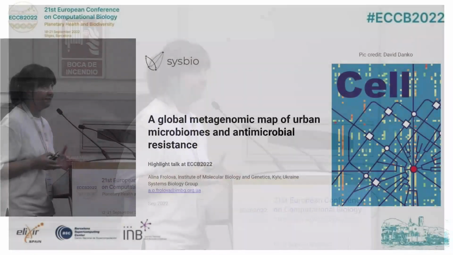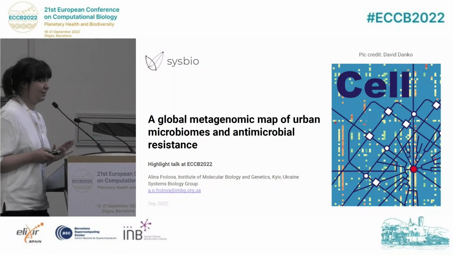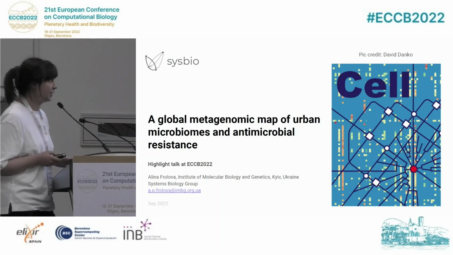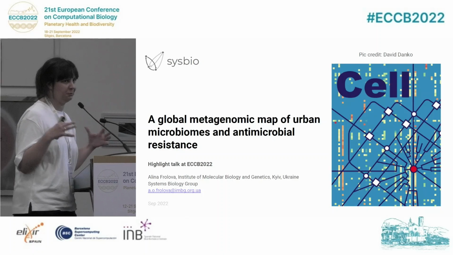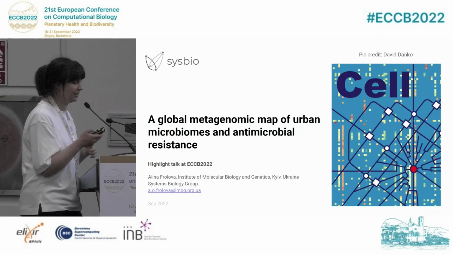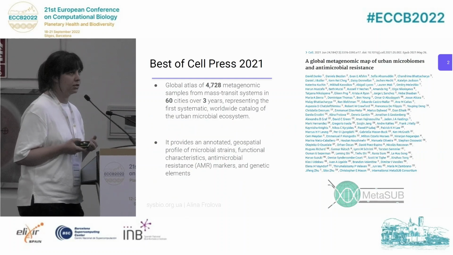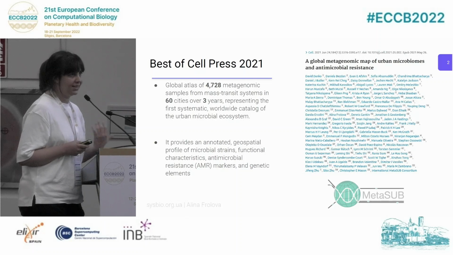So this is the highlight talk, and I want to tell you about our metagenomics atlas, which took us maybe 5 years to finish and publish. And even though we didn't get to the cell cover, I still want to commemorate this wonderful image created by our first author, David Danko, who tried to squeeze the concept of the study into a single image. So we profiled almost 5,000 samples from public mass transit systems. It was whole genome sequencing from 60 different cities, collected over 3 years.